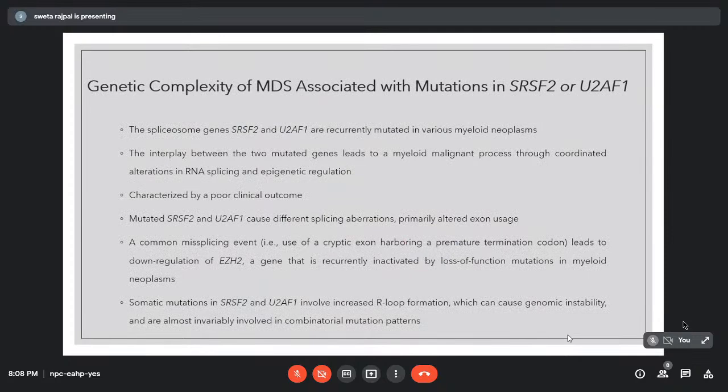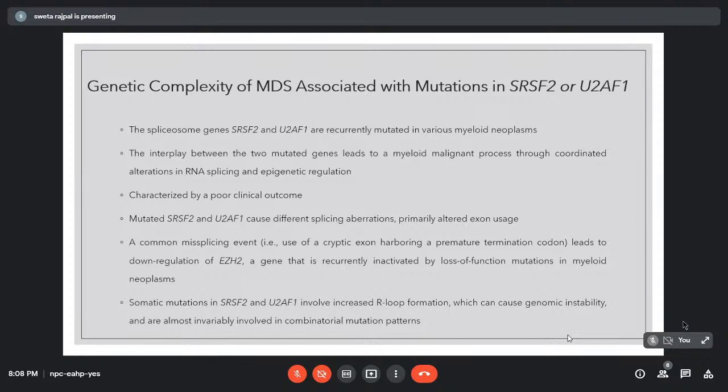So the other spliceosome mutations are SRSF2 and U2AF1. These are spliceosome genes that are recurrently mutated in various myeloid neoplasms. They are not specific for MDS, but they have a very interesting pathophysiology. These spliceosome genes interplay with epigenetic regulation, and they lead to the pathology of MDS. When they are involved, they are generally characterized by poor clinical outcome.